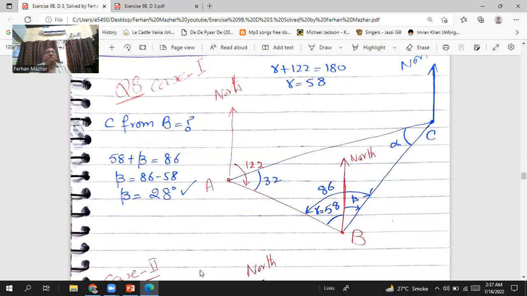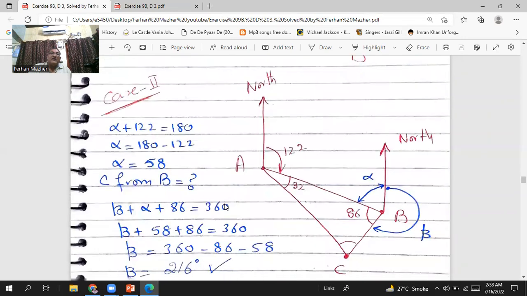Okay, so the first question they are asking you is the bearing of C from B. The C from the B means that on the B we have the north, and from that north you go clockwise to the BC line. So this angle, I just named it beta. So the angle 58 plus beta is equal to 86, and so beta will be equal to 86 minus 58. So beta will be 28. So the bearing of the C from the B will be 28. That's the only question they ask you.